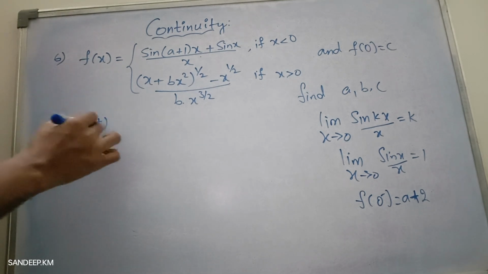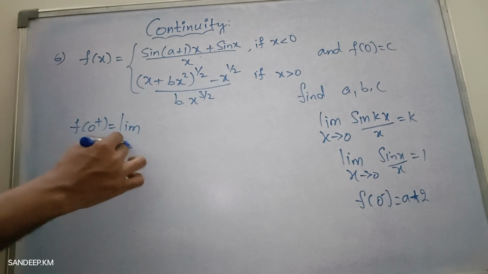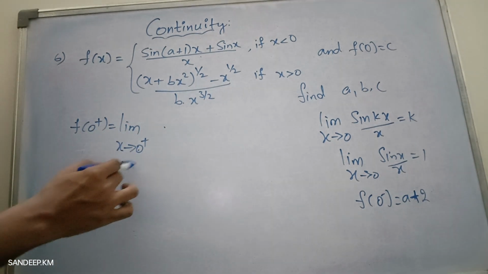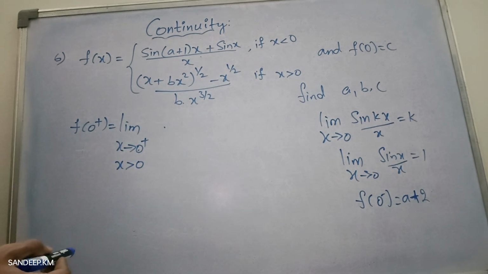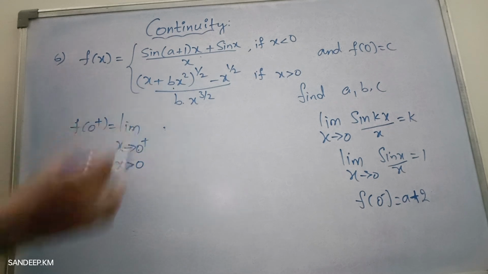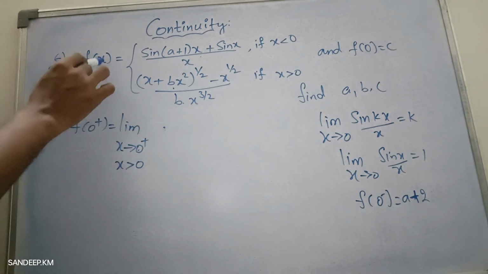f of 0 plus means limit x approaches 0 plus f of x. Who is f of x now? Here x is approaching 0 plus, which means x is greater than 0 only, right? Who is f of x? When x is greater than 0, f of x is this person. Instead of writing f of x, I will write this person.